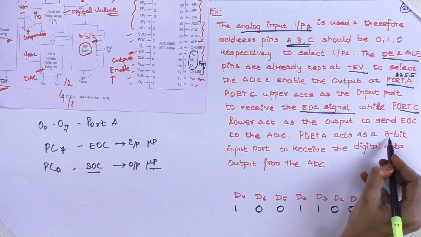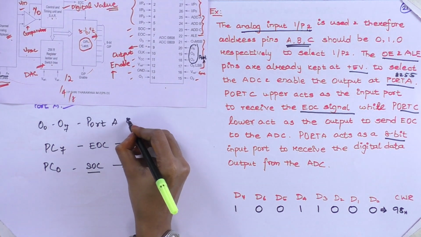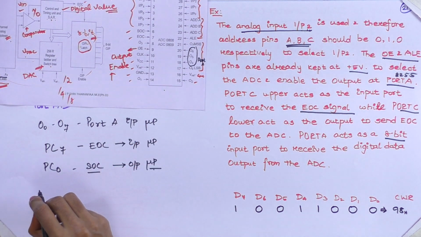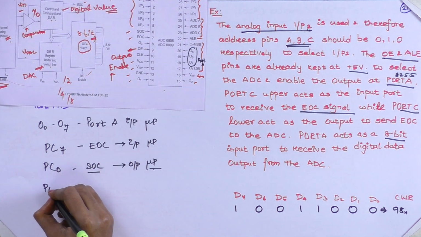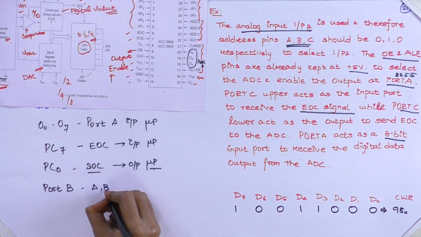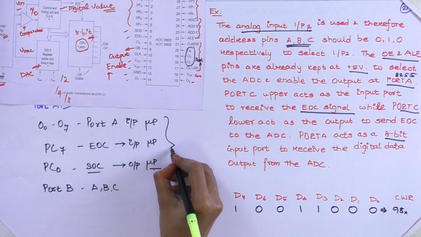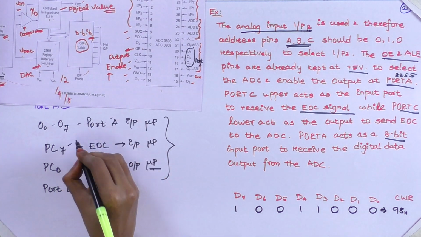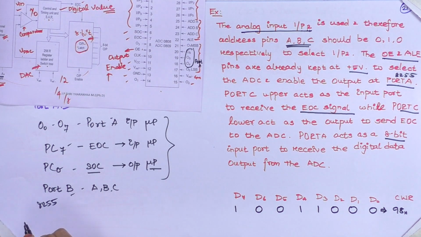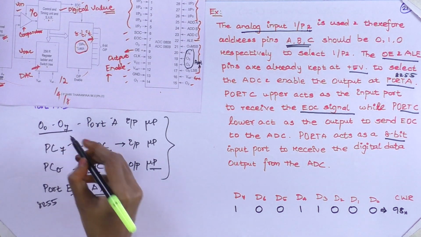So in port A, you are getting the 8-bit digital data. This is input for the microprocessor. Fine. And then in port B, you are collecting the select lines A, B, C. Okay. So these ports, port A, PC7, PC0, port B are from 8255. And these things belong to the ADC.